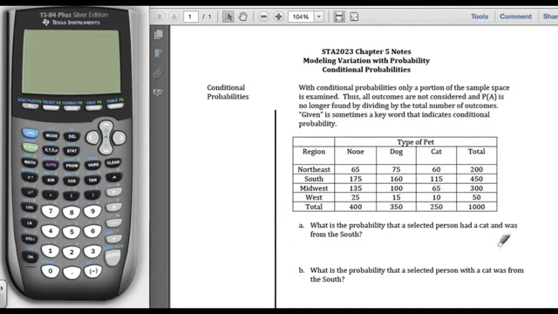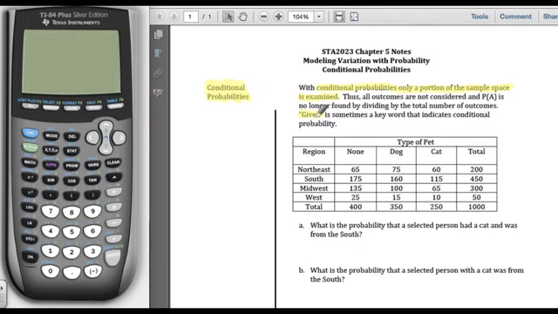In this video, we're going to look at a new kind of probability, and that is a conditional probability. In a conditional probability, only a portion of the sample space is examined. We have some condition that narrows down exactly what we're looking at. And these aren't and probabilities, and these aren't or probabilities. You're not going to see the word and you're not going to see the word or in a conditional probability.